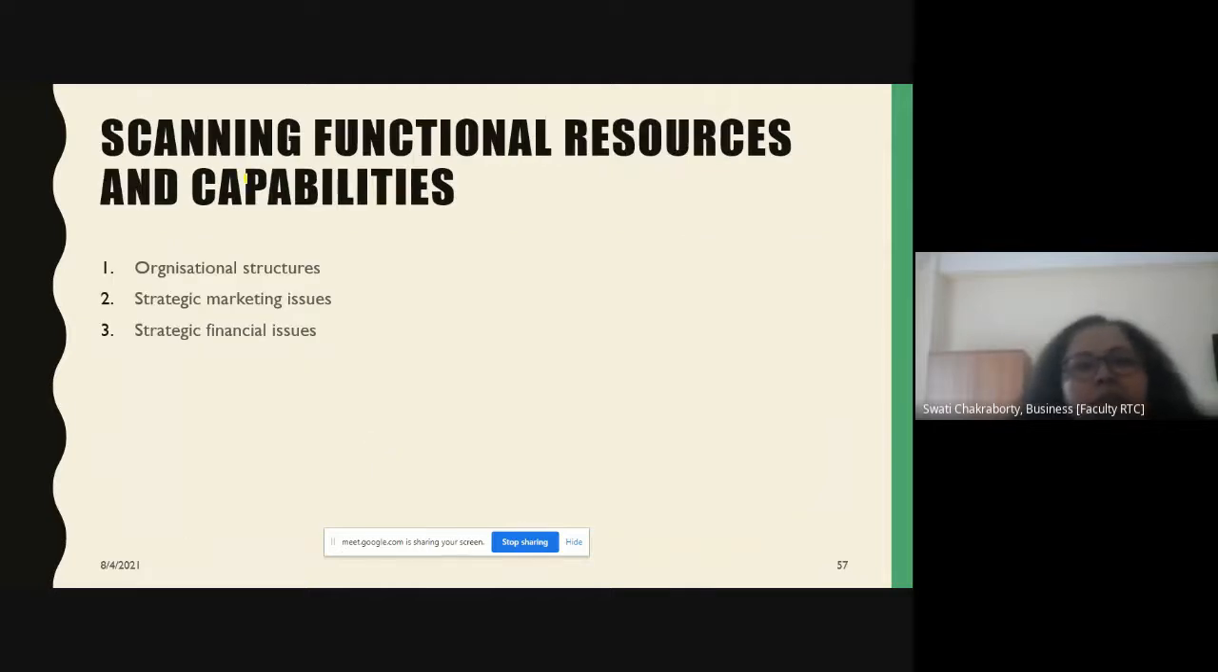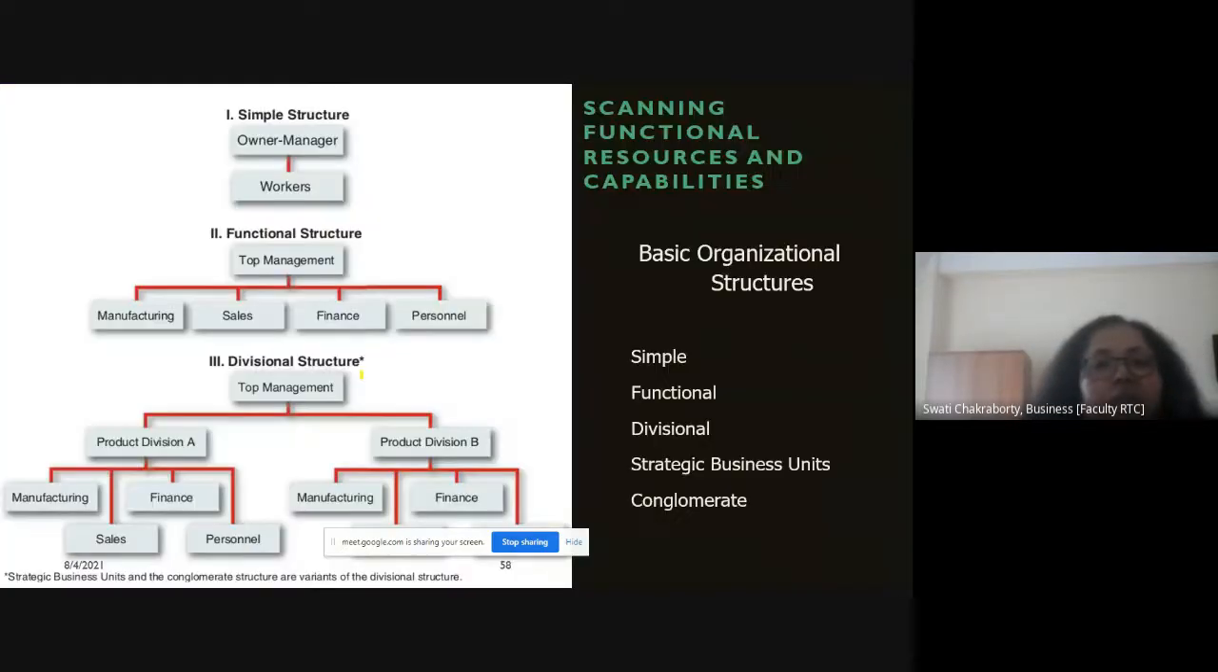Okay, then comes scanning the functional resources and capabilities. What are the things that have to be covered? Organizational structure, strategic and marketing issues, and strategic financial issues. Let's look into organizational structure first, starting with simple, then functional, divisional, SBUs, and conglomerate. Simple structure is very simple. This is the functional, where it's divided into different departments. Divisions are different units that we have within the organization.